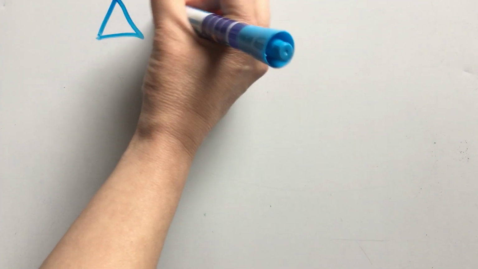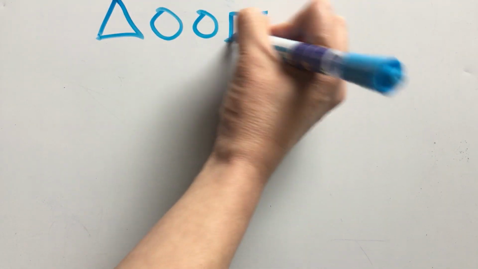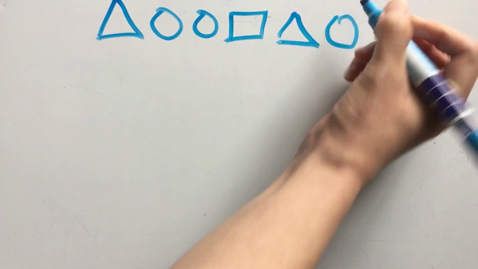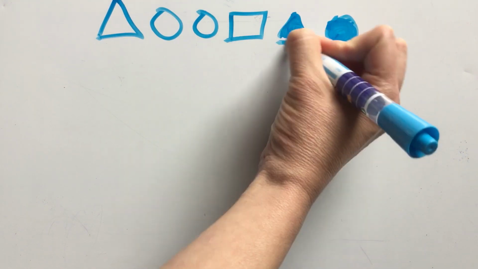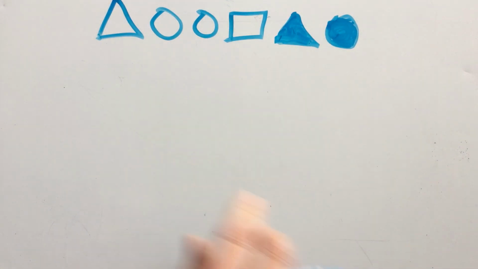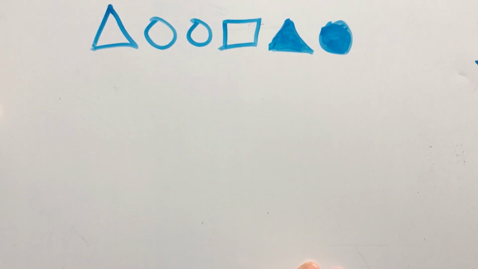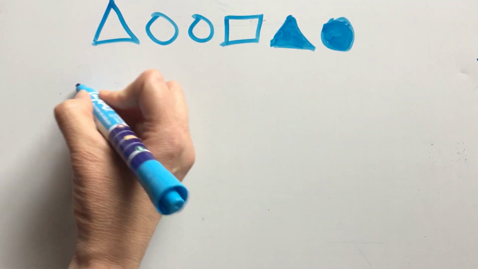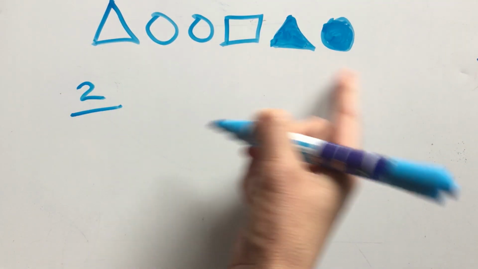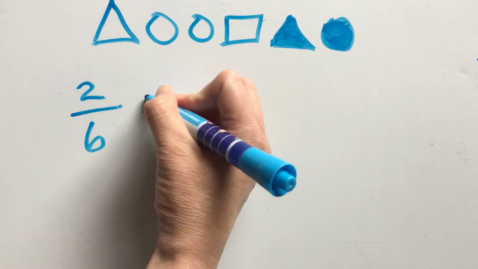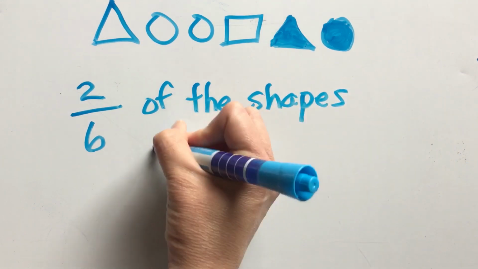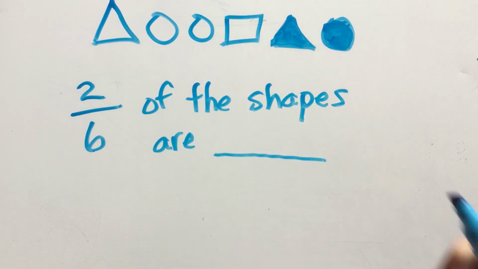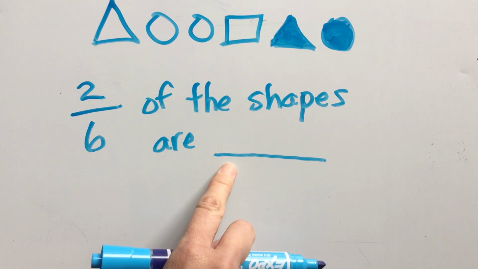Now what if we did something different? What if I just drew some shapes in here? What if I have a triangle, a circle, a circle, a square, a triangle, and another circle? And I'm going to shade 2 of these shapes. Okay? Now I can ask you, 2/6 of the shapes are what? Okay, there's a couple answers that could go here.